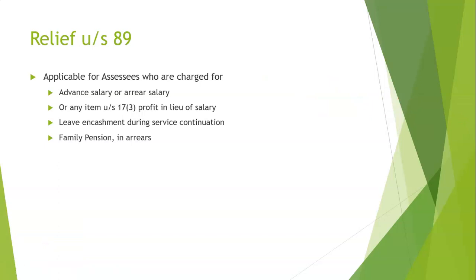Next, any item under section 17(3) profits in lieu of salary. So an assessee who is charged to tax for any item under section 17(3) profits in lieu of salary. So what is profits in lieu of salary? Profits in lieu of salary is nothing but a payment made by an employer to the employee in addition to their normal salary or wages. So what falls here? Things like terminal compensation. This is under section 17(3).